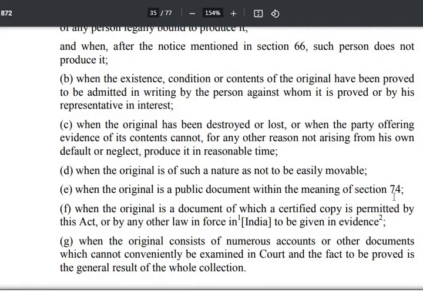Now the next one, when the original is a public document within the meaning of section 74. अब अगर कोई पब्लिक डॉक्यूमेंट है, फॉर एग्जांपल रजिस्ट्रार ऑफिस, उसमें से रजिस्ट्रार आपको ओरिजिनल डॉक्यूमेंट निकाल कर नहीं देगा क्योंकि उसके पास एक ही कॉपी ओरिजिनल, and it would be kept in the registrar office only, written there. He will give the certified copy, and the certified copy in the form of secondary evidence can be filed.